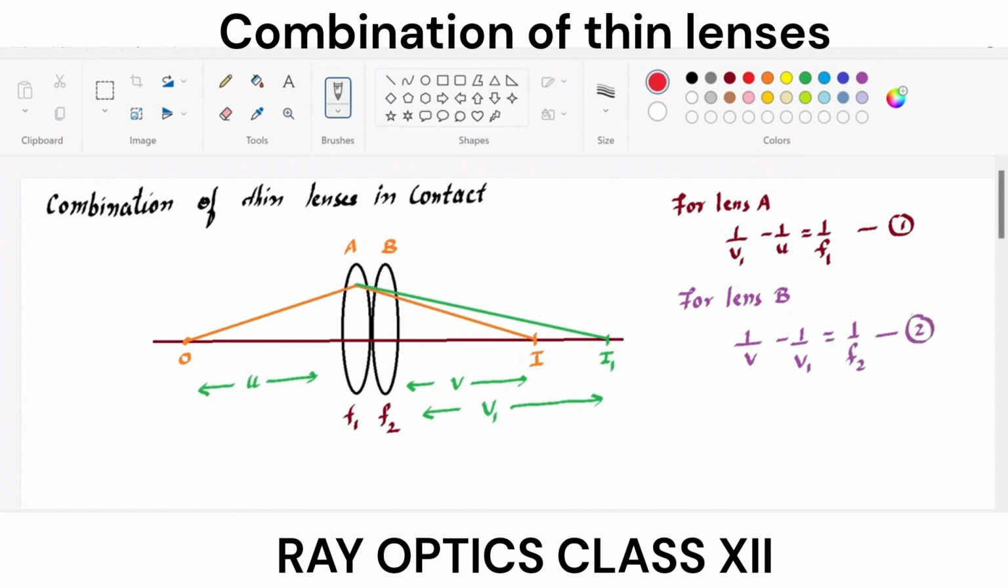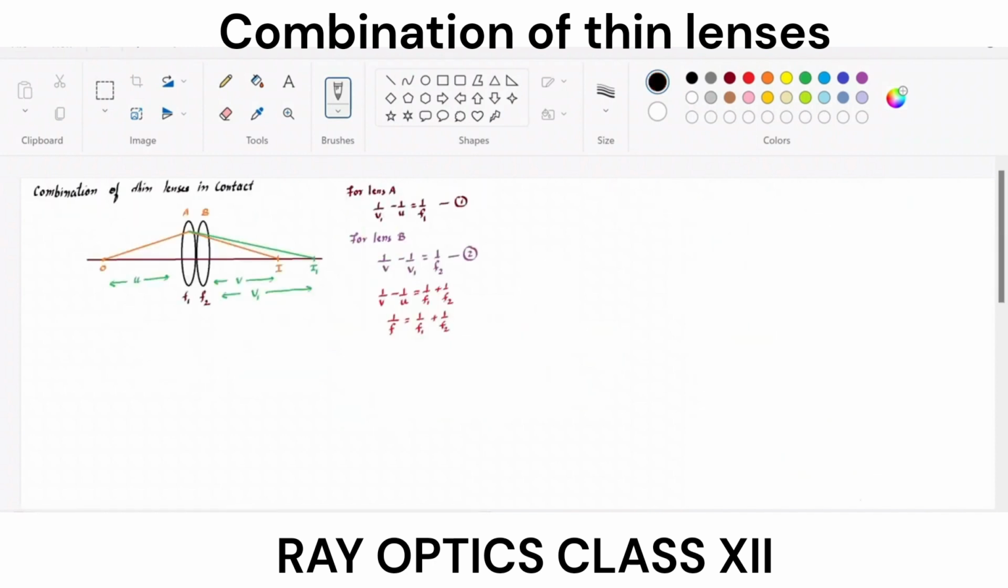If I add equation 1 and equation 2, 1 by V1 will cancel in both the cases and you are left with 1 by V minus 1 by U, which equals 1 by F1 plus 1 by F2. Now what is 1 by V minus 1 by U? That is your combined focal length 1 by F. That will be equal to the sum of individual focal lengths 1 by F1 and 1 by F2. Now what we have learnt as power: power is the inverse of focal length. So here 1 by F is nothing but P, and the combined power of these two lenses will be the sum of the individual powers of these two lenses.